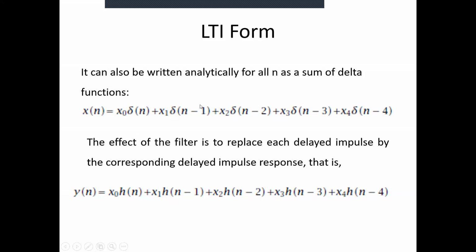Now, if we perform the convolution of x1 delta of n minus 1 with h of n, it will be x1 h of n minus 1. Again, the convolution between x2 delta of n minus 2 and h of n will be x2 h of n minus 2, and so on. So in this way we have simplified the form of convolution. Why? Because we have followed superposition to perform the overall summation.